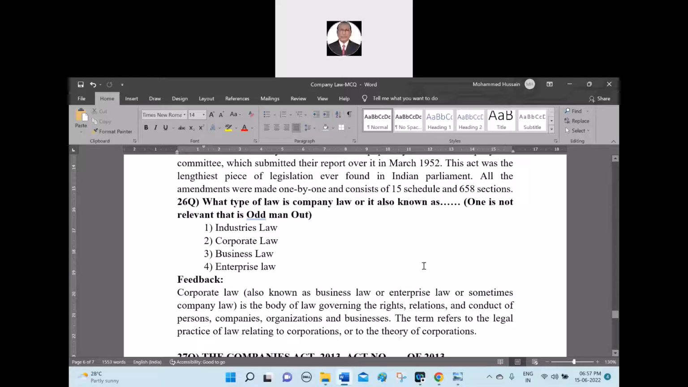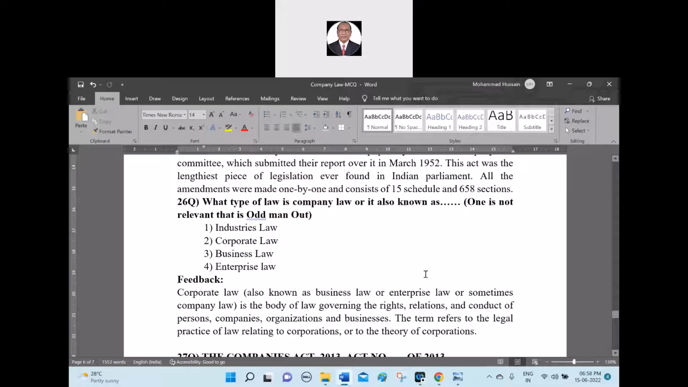Corporate law, also known as business law or enterprise law or sometimes company law, is a body of law governing the rights, relations and conduct of persons, companies, organizations and businesses. Supplementary question: what does company law cover? What does company law govern? They will give the options. Company law governs the rights, relations and conduct of persons, companies, organizations and businesses. The term refers to the legal practice of law relating to corporations or the theory of corporations.